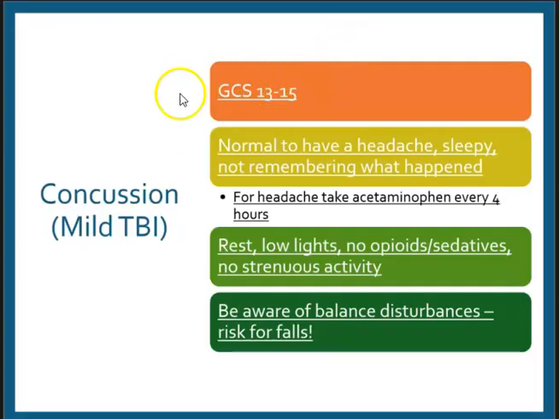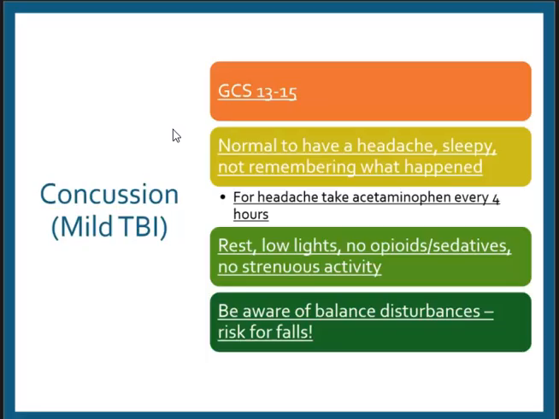Your Glasgow Coma scale for a concussion is typically 13 to 15. Now, what happens if they're at a 13 and 2 hours later, they're now at a 10? That means you have to call the doctor. Remember, any drop in 2 by 2 is concerning. You got to call the doctor.